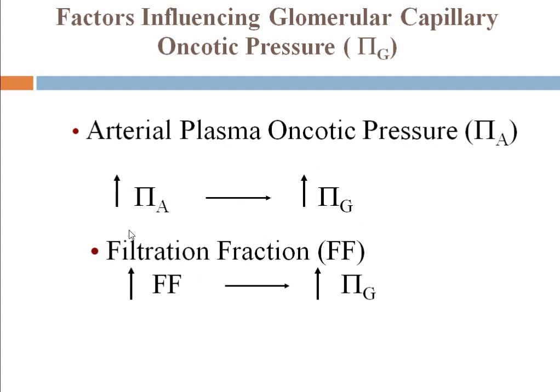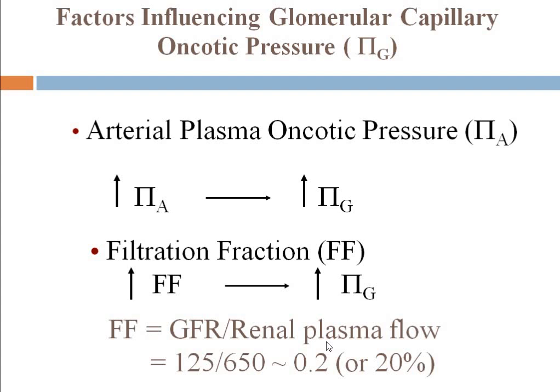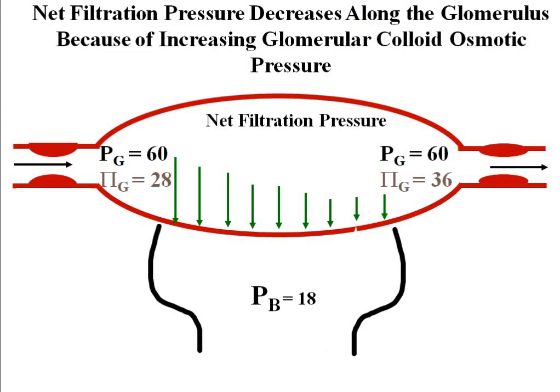Second is the filtration fraction. If you remember, we have just now discussed what filtration fraction is. The amount of fluid which is filtered out of the whole plasma, that is GFR upon the renal plasma flow, is the filtration fraction. So if filtration fraction increases, that is also going to increase the oncotic pressure. How? I'll tell you in this figure.